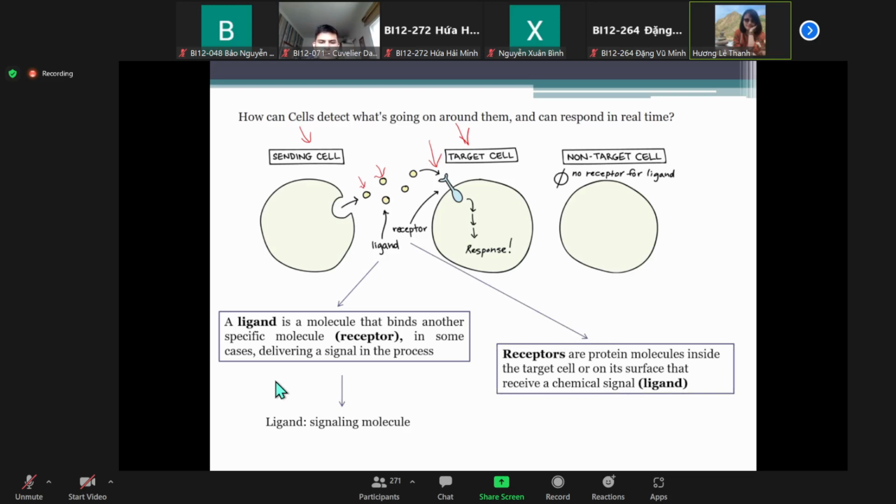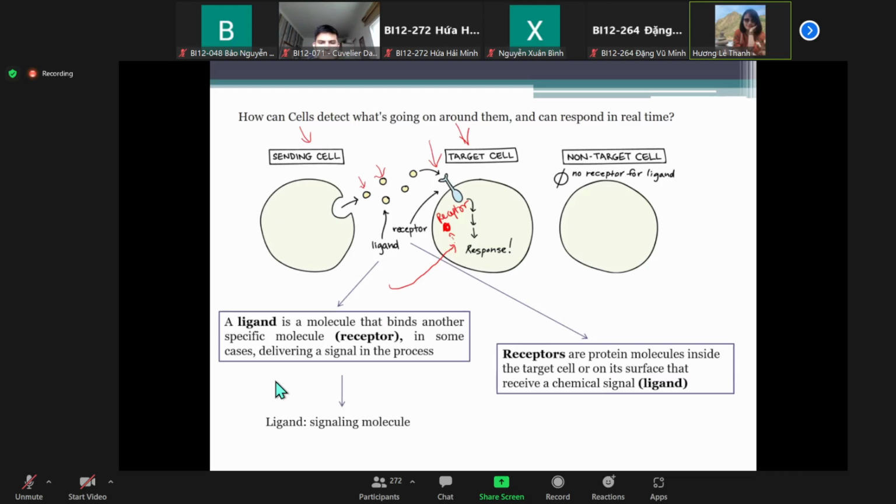And what about the receptors? Receptors are protein molecules inside the target cells or on the surface that can receive the chemical signal. It could be a receptor inside, or it could be a receptor on the surface. Some ligands can cross the membrane to bind to a receptor inside the cell. It's not always on the surface of the cell membrane.